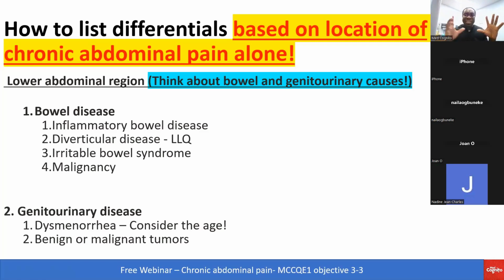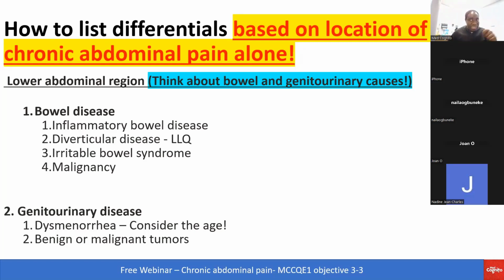Make sure you've mastered the difference between Crohn's disease and ulcerative colitis. Which one is from mouth to bum? Which one is just with the colon? Which one is transmural? Which one affects only the mucosa? What are the extraintestinal manifestations of inflammatory bowel disease? That's number one.